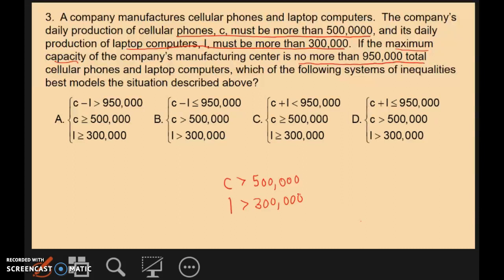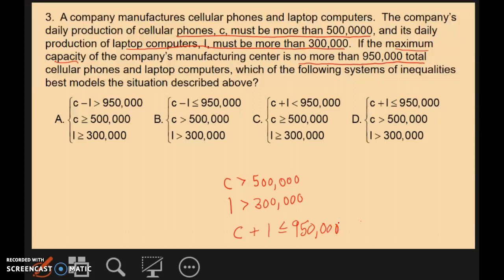So I'm going to take the number of cell phones, which again was C, plus the number of laptops, which is L. And because it's no more than, I can make 950,000, but I can't make more than that. I can certainly make less. It has to be less than or equal to 950,000.